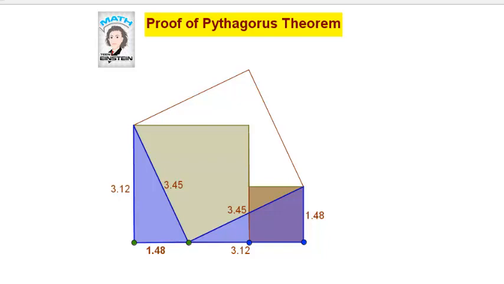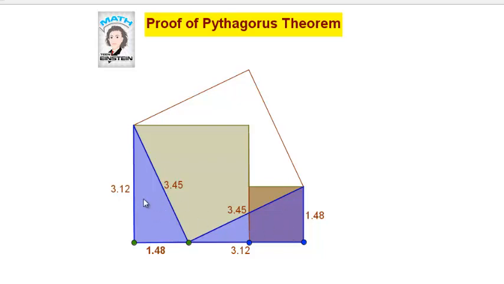Okay, in this video we are going to see the proof of the Pythagoras theorem. Pythagoras theorem states that in any right triangle, the square of the hypotenuse is equal to the sum of the squares of the other two sides. You see in the diagram here the two blue triangles, both are right triangles.